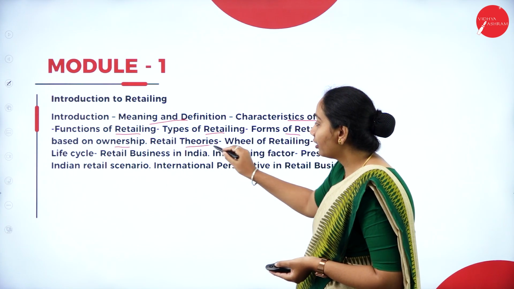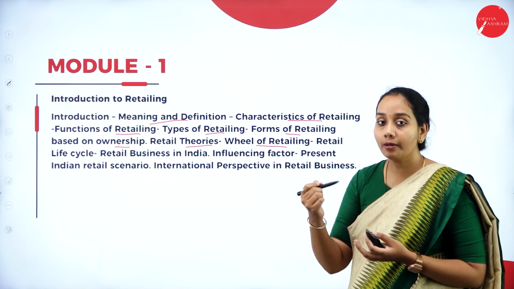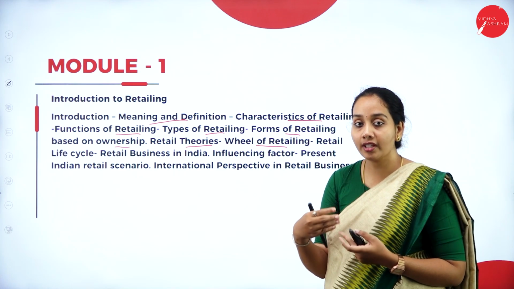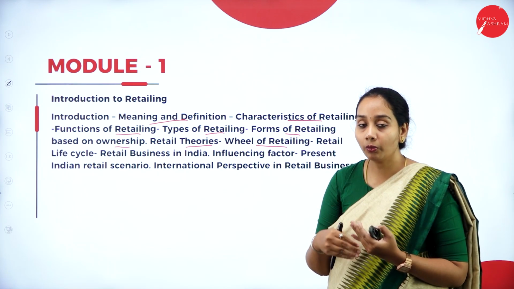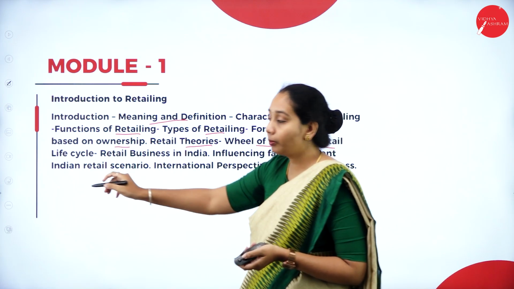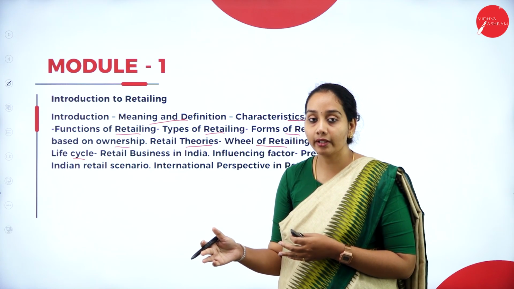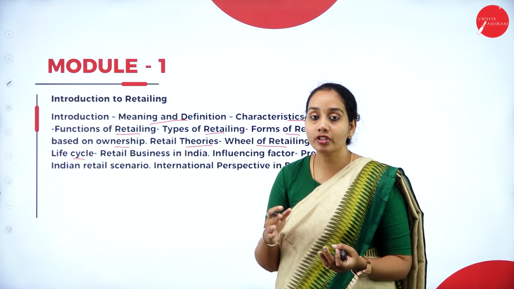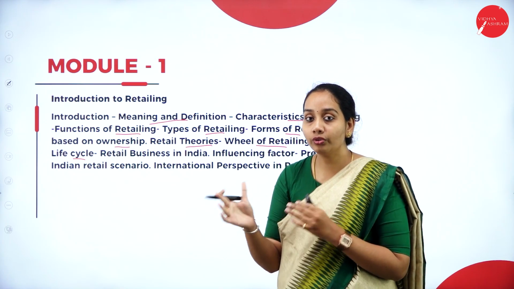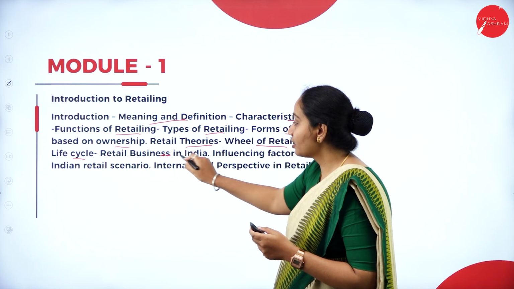And then retail theories. Under that, the first theory is the wheel of retailing. It's a cycle that contains stages: growth stage, maturity phase and decline phase. We are going to learn what those phases in the wheel of retailing are. And then next you are going to learn about what the retail life cycle is. It is similar to the product life cycle, which also contains 5 stages. We are going to learn about how a retailer goes through these kinds of life cycles, or product life cycles.